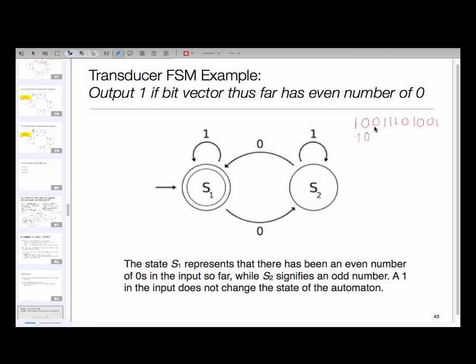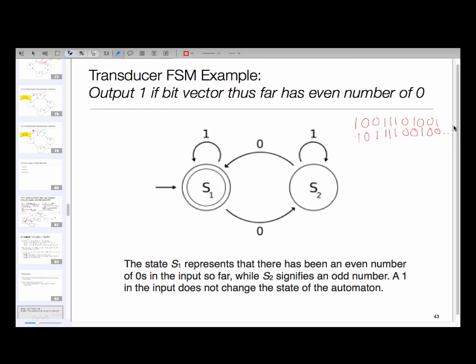Then next 0, I'll move back to state S1, so I'll again get a 1. Then I'm getting ones, so I will stay put out here, 1, 1, 1, which is true because I have seen an even number of zeros. Next 0 that I get takes us to odd, so again I move back to S2, and it becomes 0. It will remain 0. Next time I get a 0, again it is even, so I get a 1. Another 0, I go back to 0, and so on and so forth.